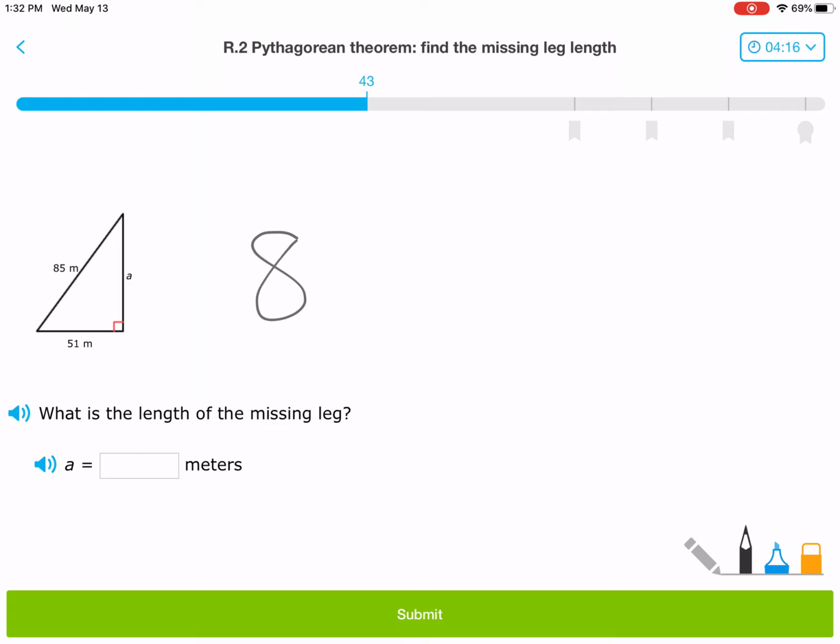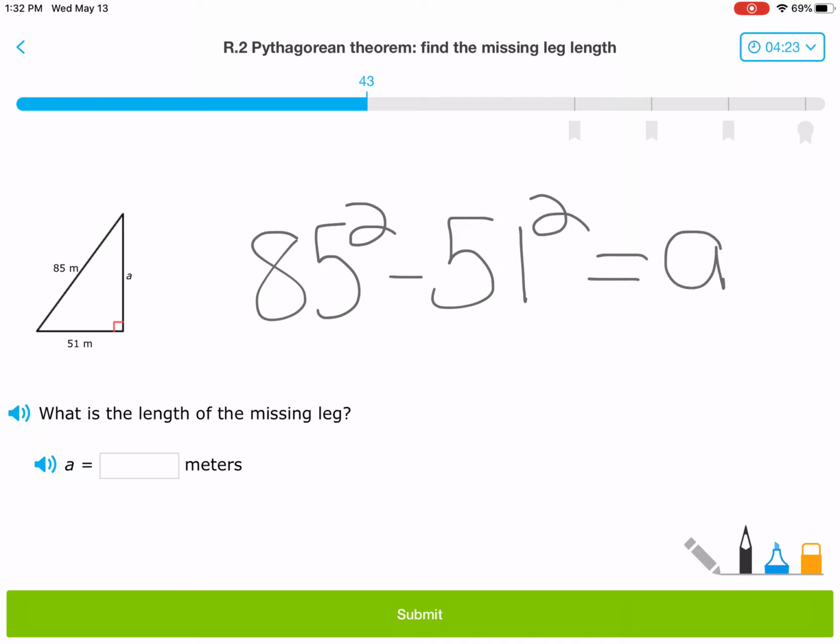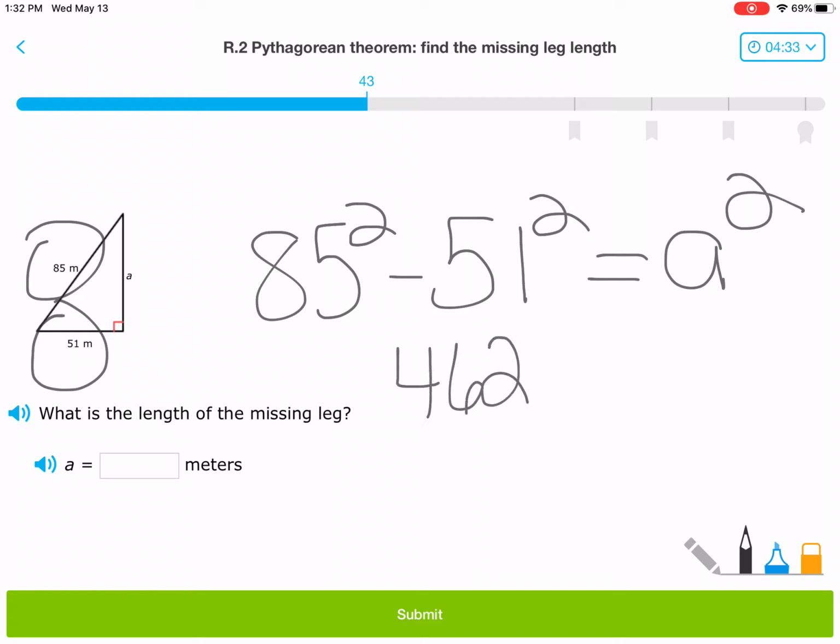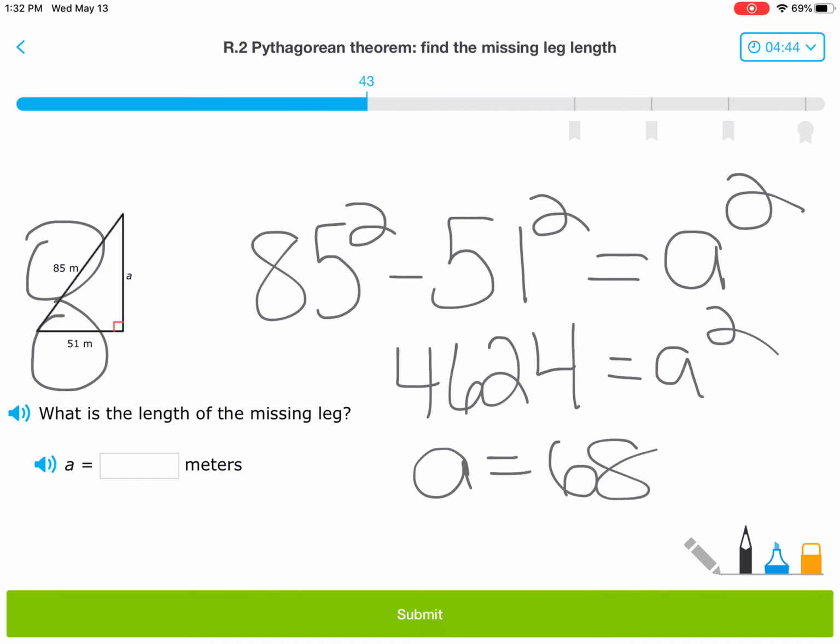Well, this one does not look like what I'm going to know. 85 squared minus 51 squared equals a squared. The hypotenuse minus the leg. That's 4,624. I do not know the square root of that off the top of my head. So a equals 68 after I take the square root.